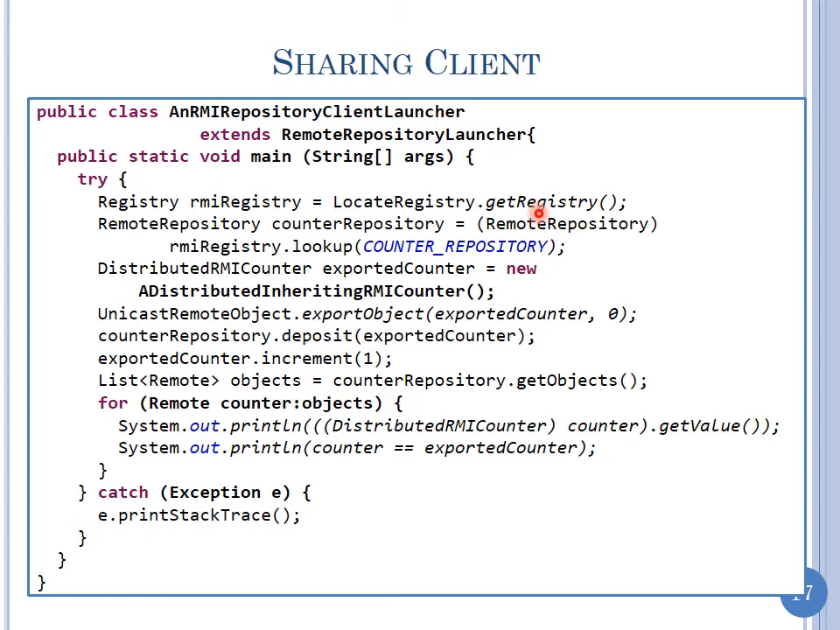It gets the registry, it finds the repository, it creates a counter, it deposits the counter, it increments 1, and it goes and gets back the objects, gets all the objects in the repository. And the first client will just get its object back. Right? Now, I'm going to get back my object. Should the object I get back be the same as the object I got? Should the object I registered locally be the same as the object I got back from the repository?